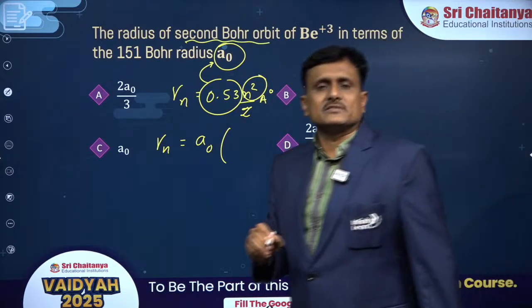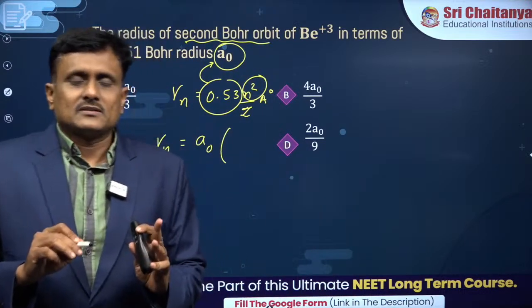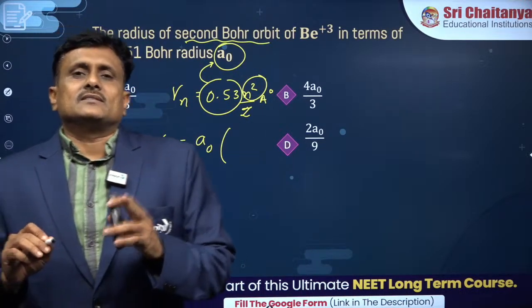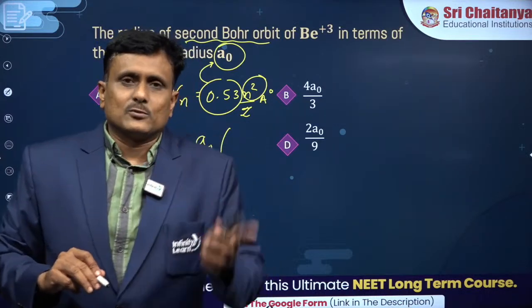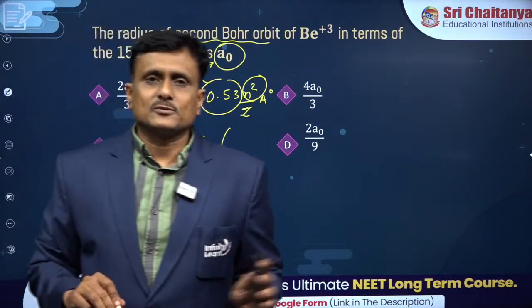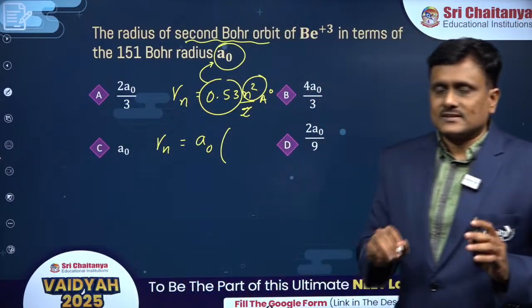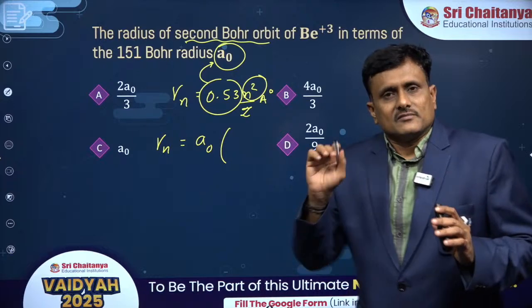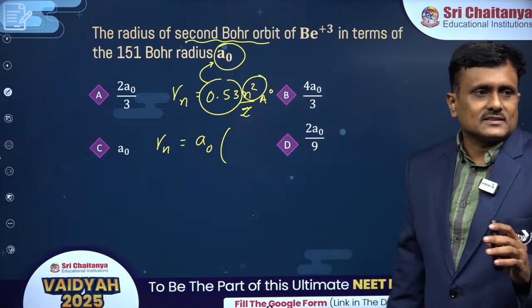Here I want to tell you something which is very important. They might give you the orbit number directly, or sometimes they would say first excited state. So remember, ground state means n equal to 1, first excited state means n equal to 2, and so on. Remember this, dear students, don't commit a mistake. Check the question properly, whether you are given the orbit number or the first, second, third excited state.